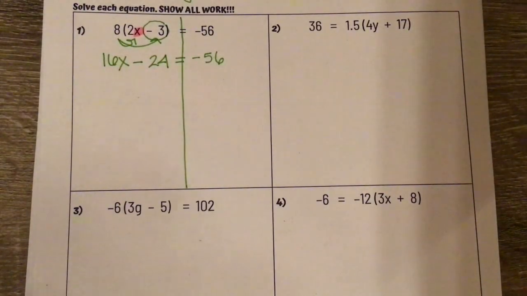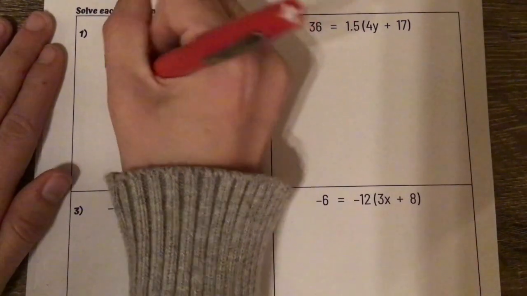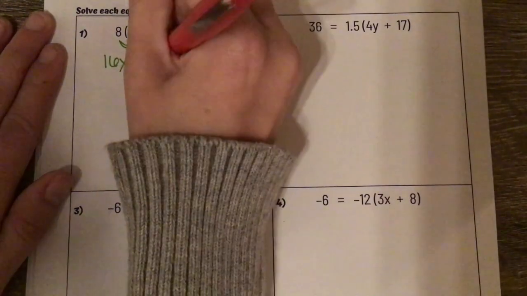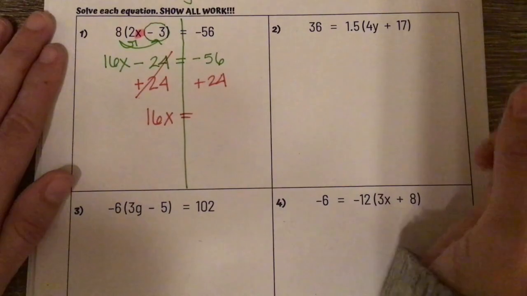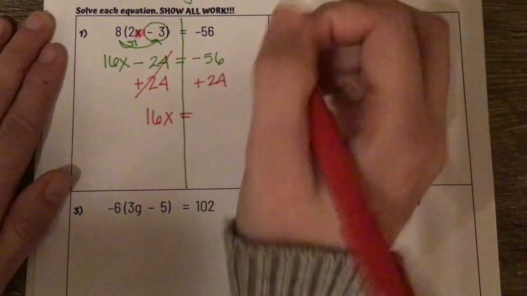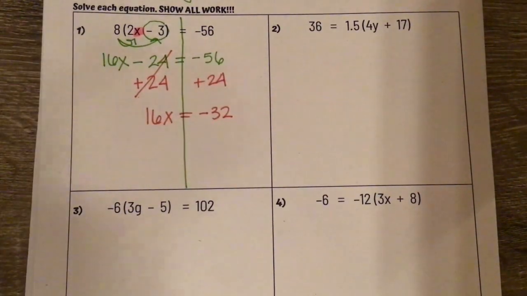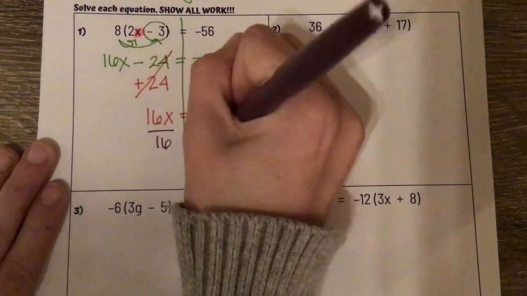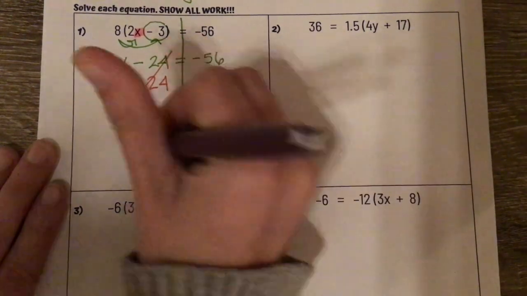Now we have a basic two-step equation that we can solve. We're going to get rid of our constant. We have negative 24. We're going to get rid of that by adding 24 to both sides. It's going to cancel out on the side with the variable. We're left with 16x equals negative 56 plus 24 is negative 32. Then the last step, x is being multiplied by 16, so the opposite is to divide each side by 16. It's going to cancel out on the side with the variable. We're left with x equals negative 32 divided by 16 is negative 2.